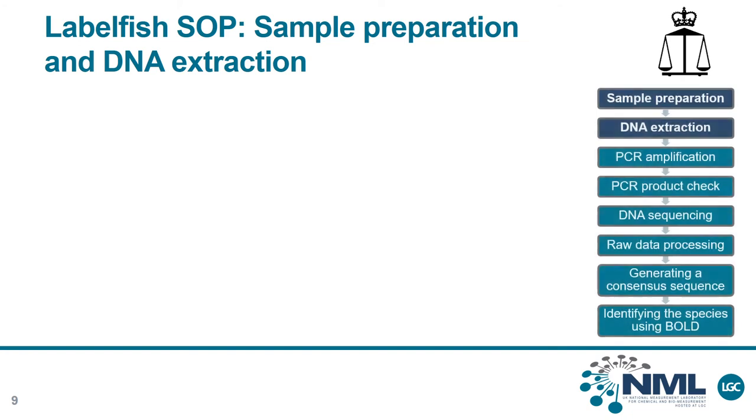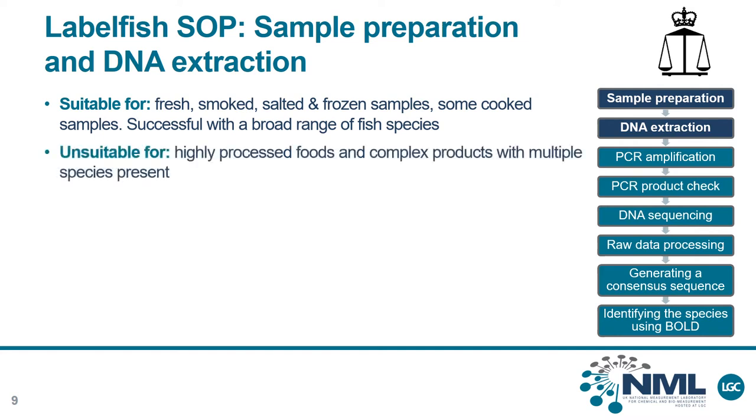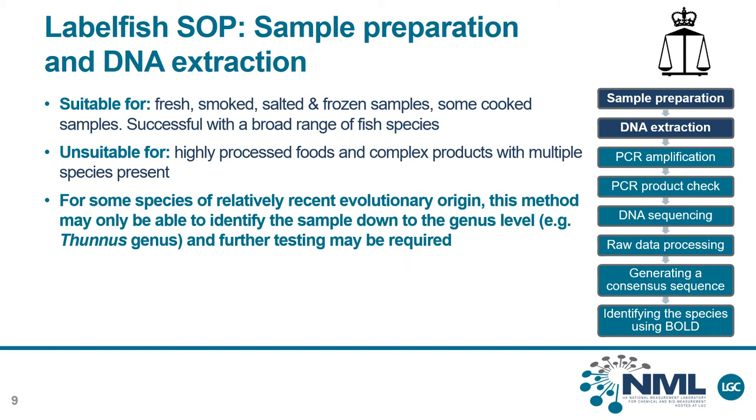The first step of the Labelfish SOP is sample preparation. The protocol has been demonstrated successfully with fresh, salted and frozen samples, as well as some cooked samples, over a broad range of fish species. The SOP may not be appropriate for highly processed foods or products containing multiple species. Additionally, some samples may only be identified at a genus level. In particular, tuna of the genus Thunnus have been found difficult to differentiate.